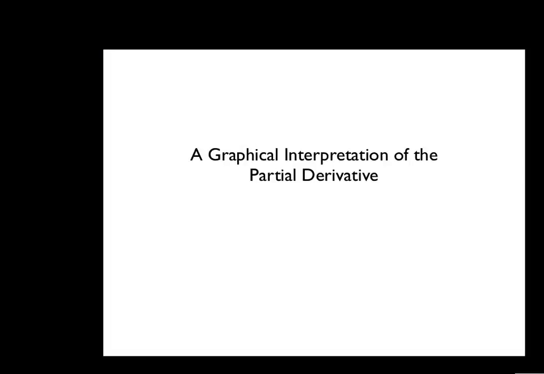This is to help you understand a graphical interpretation of the partial derivative. What you've learned so far is that if you want a partial derivative with respect to x, you would hold y constant and then take the derivative using the derivative rules you've learned in the past. So what does that mean in terms of a graph?